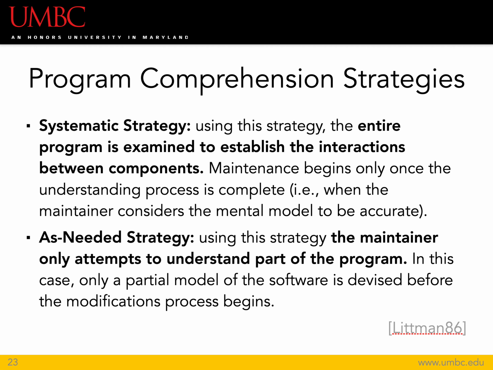Okay, so program comprehension strategies. You can actually do this in two different high-level ways. One is to be systematic about it and think of the entire program as worth examining, and then make sure that you've established all of the high-level interactions between components within that program. And then you'd only start maintaining the system when you've got a good understanding of the high-level elements of this software system. In contrast, you could do something like an as-needed strategy where the maintainer is really only trying to understand the part of the program that seems to be failing right now, creating a partial model of how that component works prior to doing any sort of maintenance.